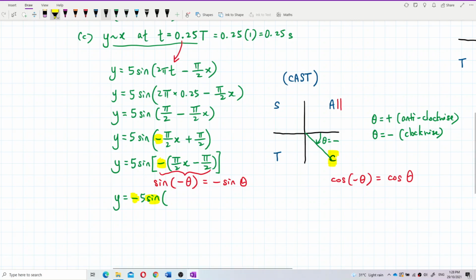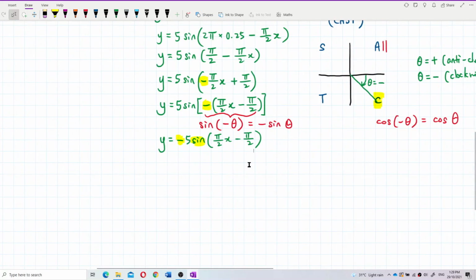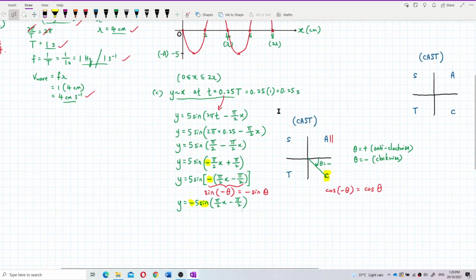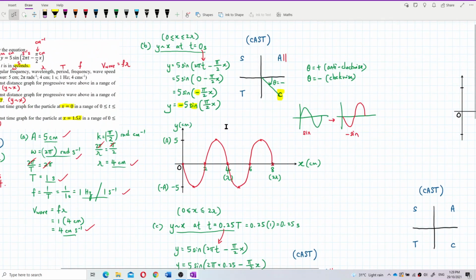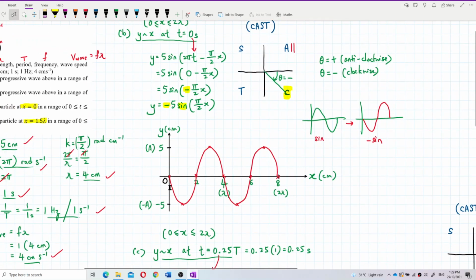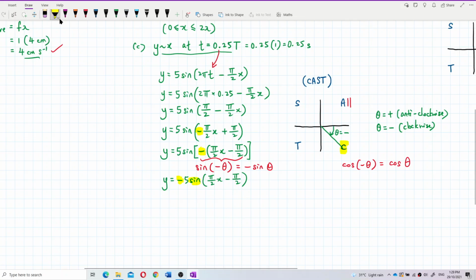Understand or not? Okay, so this one becomes sine pi over 2 x, and then negative pi over 2. This is our final equation to draw our graph. So how to draw the graph now? Very simple. For this equation, we actually just use back our original graph, the negative sine graph. This is our original graph, isn't it? Negative sine pi over 2x. So we are going to use back this graph, and then what we do is look at this part.